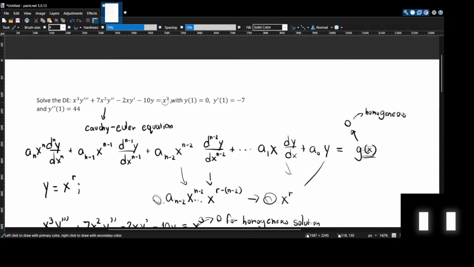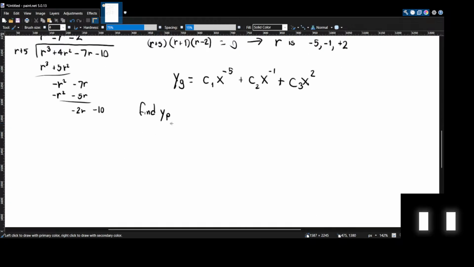And that's why it's called particular solution. It's for this particular function on the right hand side. The general solution works for 0 on the right hand side, and the particular solution is for this particular function. All right, so finding YP, there are several ways you can do this.